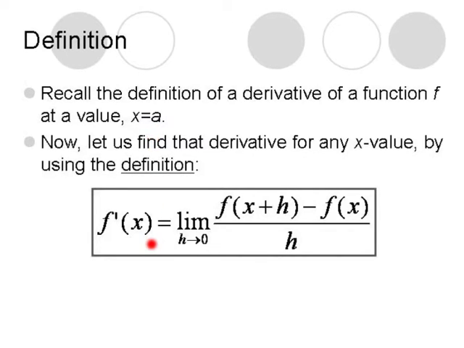Now compare that to this formula. This formula is for the derivative of any function, and this is the definition. So you see now f prime of x equals the limit as h approaches 0 of f of x plus h minus f of x all over h. So what's the difference between this and the one with a? It's just the x here and here, or the a in your formula is replaced with an x, right? And that's the only difference.